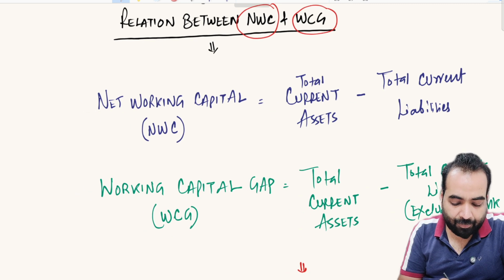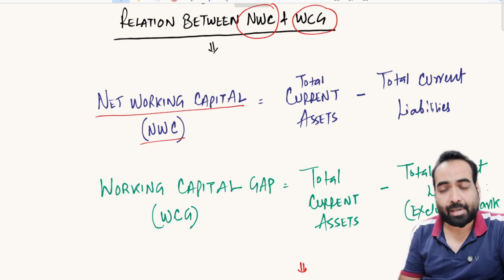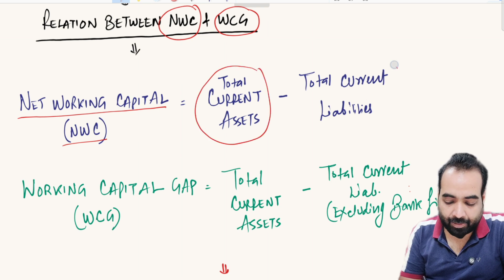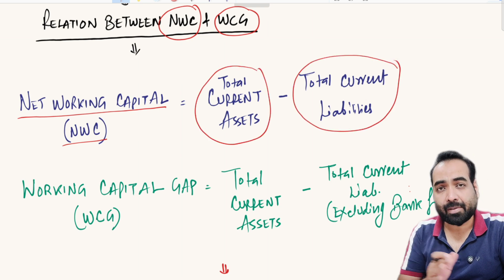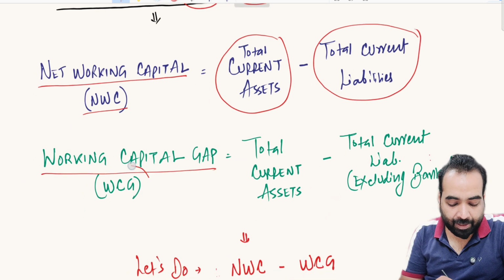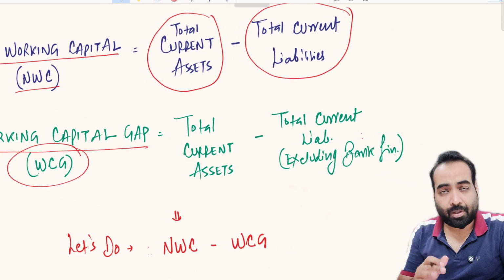I have written here the formula of net working capital, that is NWC. The formula is very simple: total current assets minus total current liabilities. We have already discussed this in the previous videos. And the second term is the working capital gap, that is WCG in short.